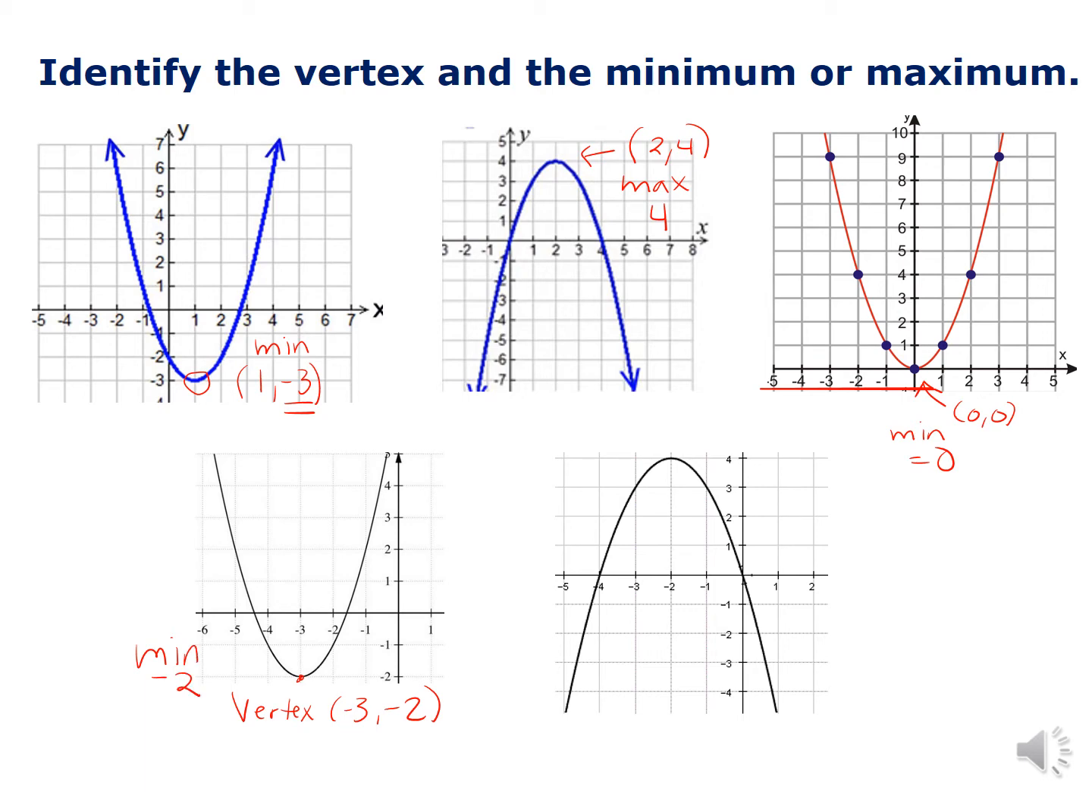Up here, my vertex is (-2, 4), and this is a maximum. Think of a maximum as a height, a mountain, and a minimum as a valley, and my maximum equals 4. It's always the y value.